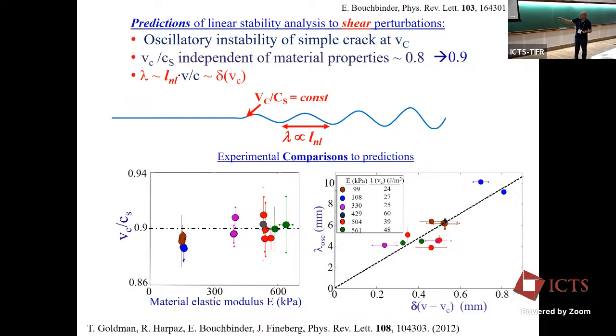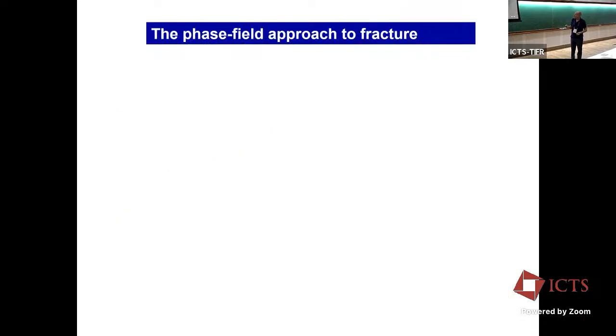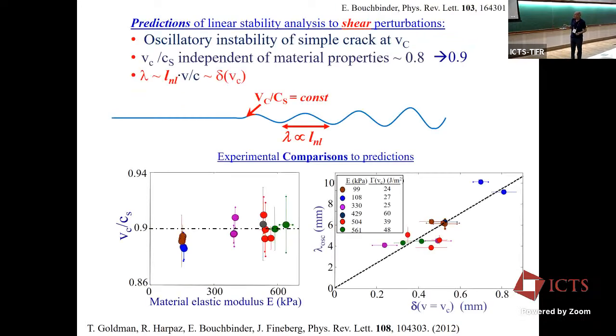And here in the table, the different colors are different materials. So the Young's modulus changed, we managed to change it by a factor of 6 or so, the fracture energy by a factor of about 3. So it's non-trivial changes in the material characteristics, but they all fall on this line. Okay, so, wait a minute.